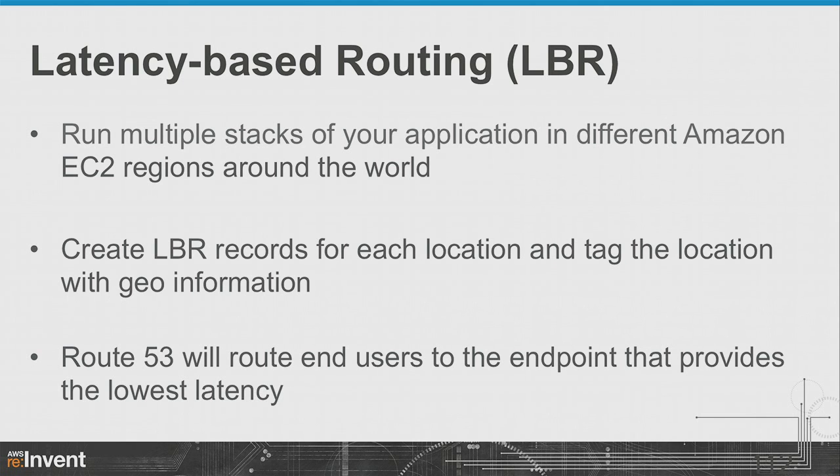You deploy your infrastructure in 2 different locations. You tag it with geographical location, east and west. And what we do is we measure the latency between the DNS resolver of your users and those 2 locations. So the closest location will always win. When we do a DNS resolution, we send back an IP that is closest to the infrastructure.